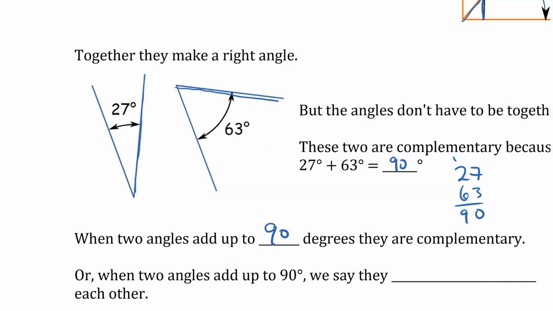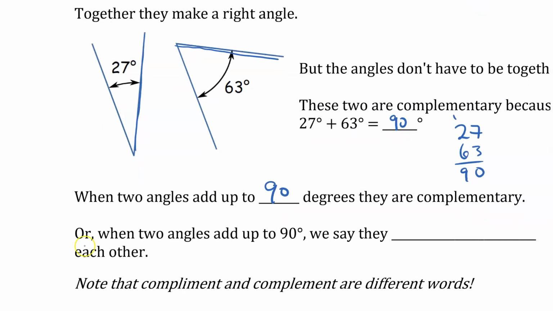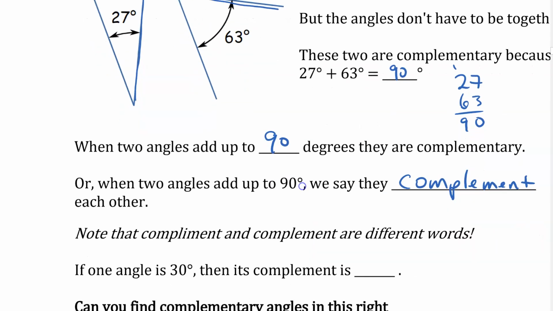I think we have complementary colors, like opposite sides of the color wheel. You can sort of think of this as two angles that kind of go together because they make up 90 degrees. Another way to say this: when two angles add up to 90 degrees, we say they complement each other. Now, some of you that are very good at spelling may notice that complement and compliment are homonyms. They sound the same, but they are different words. A compliment is when you say something nice to each other. A complement with an E would be an angle that when added to another angle makes 90 degrees.